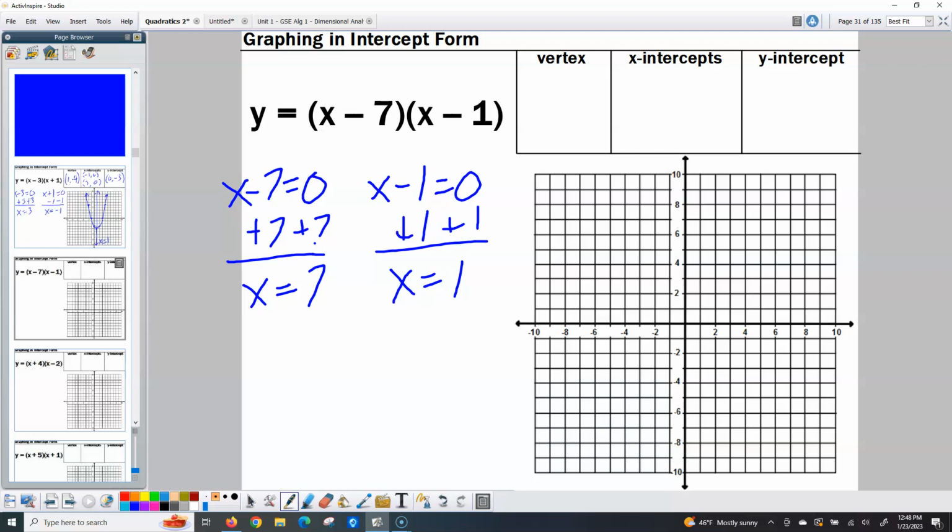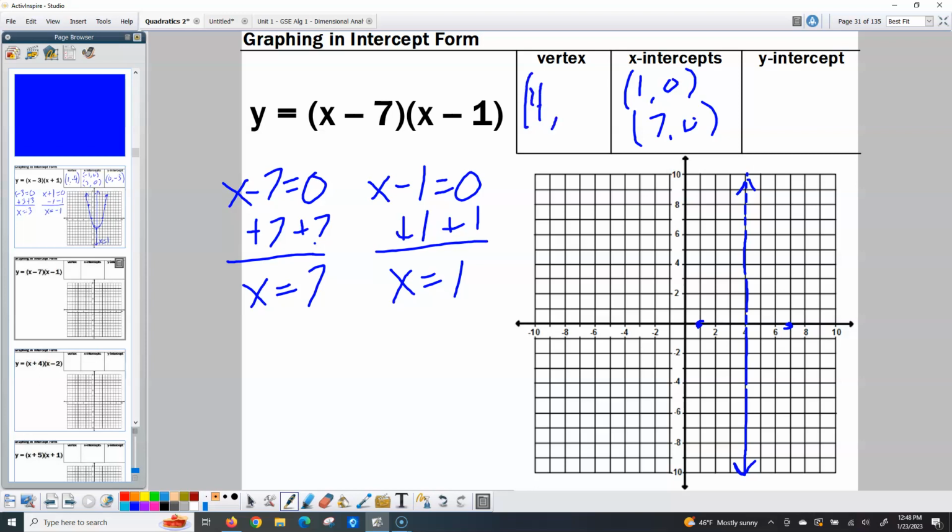That's where it's going to cross the x-axis at. So my x-intercepts would be at 1, 0, and 7, 0. My axis of symmetry is going to go right down the middle of that, so it looks like it's going to be at 4 right there. So x equals 4 is my axis of symmetry, which means that my vertex can be found on there at 4 something.